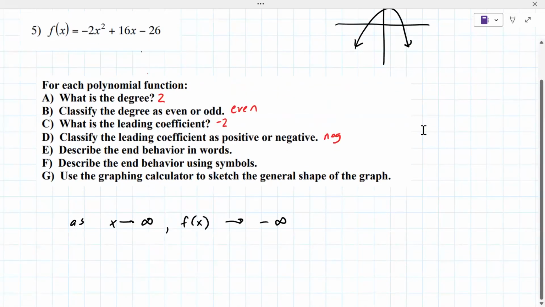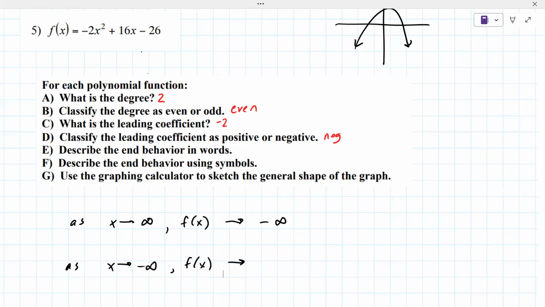It's going down. Now we go the other direction, as x goes to negative infinity. As you go to the left, f of x goes to what? What's the y value going to? Negative infinity. Yes, it goes to negative infinity.